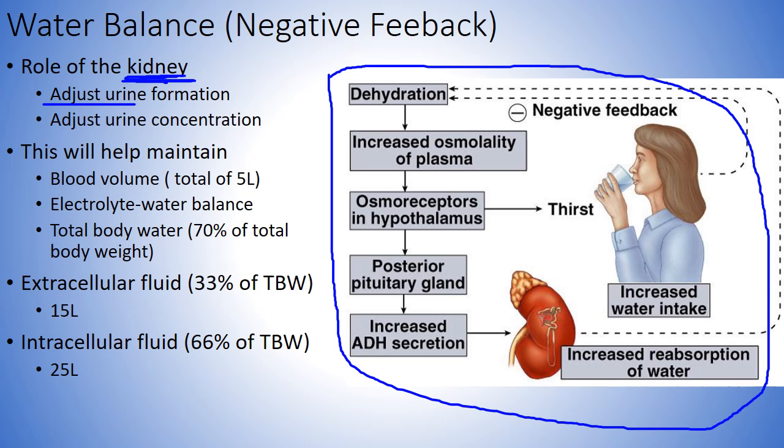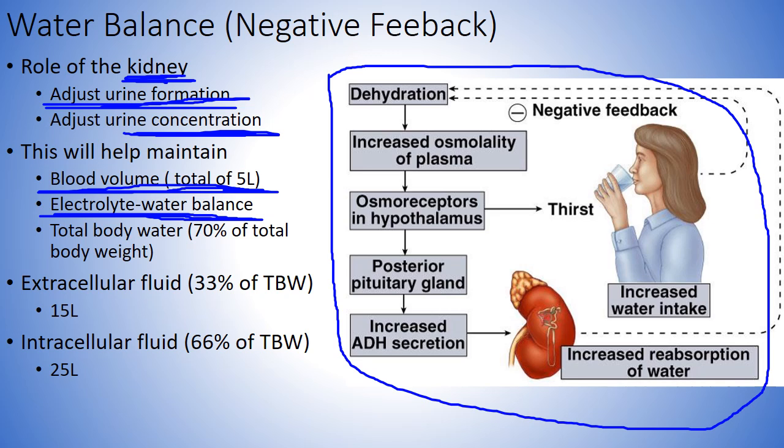Again, the kidneys' role is to form urine, but the kidneys can balance how much urine is formed, and in terms of concentration, whether it's highly concentrated urine or a diluted solution of urine. Now the kidneys will help to maintain blood volume. We have about 5 liters of blood at any given time. So our kidneys will help to maintain blood volume as well as electrolyte water balance, and we'll talk about that. Again, the kidneys help to maintain total body water, which is about 70% of our total body weight.